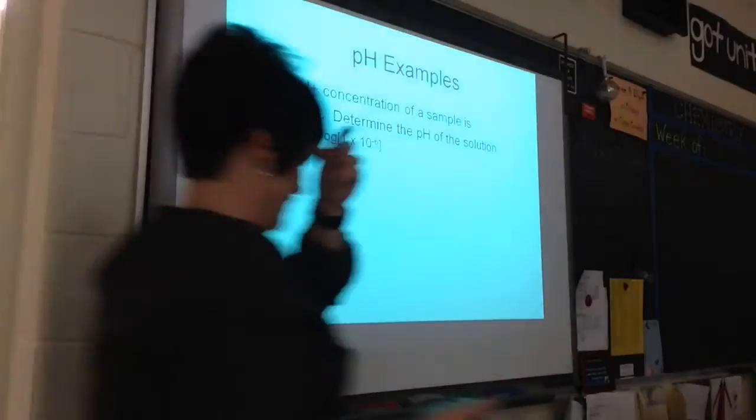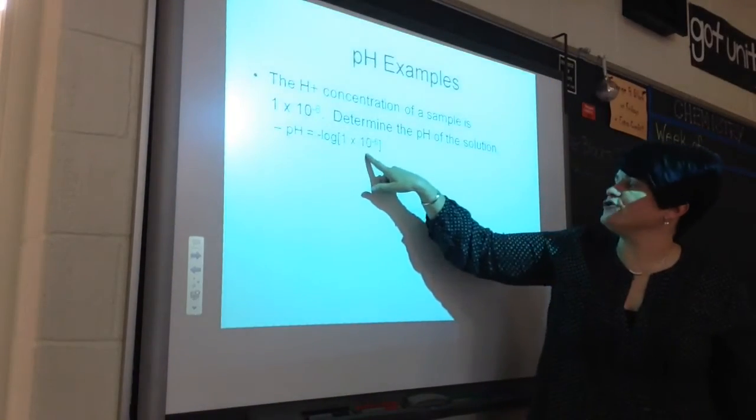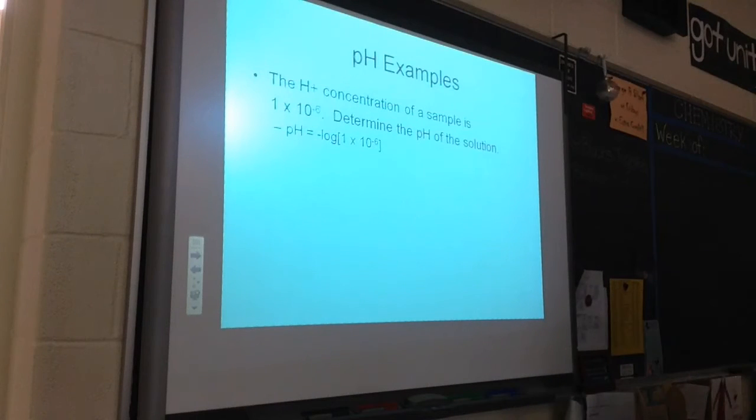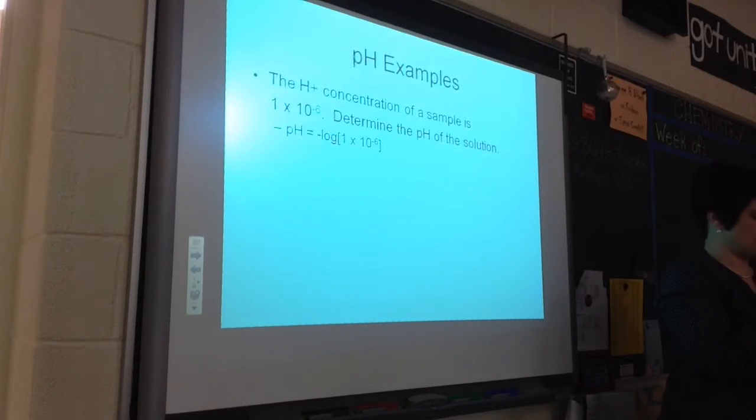Okay. So pH is the negative log of the hydrogen ion concentration. So in your calculator, you clear it, you hit negative and then log, and it gives you a parenthesis. And you put 1 times 10 raised to the negative 6, close the parentheses, enter, and we have a pH of 6.